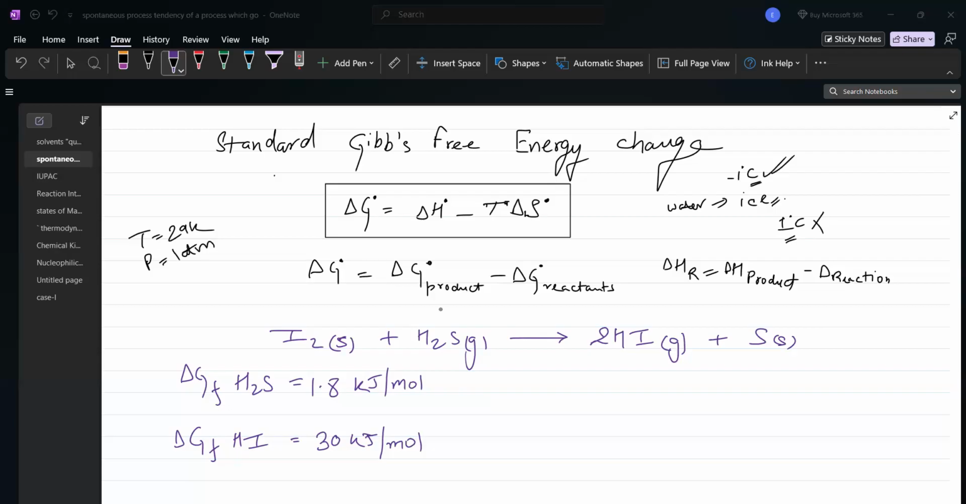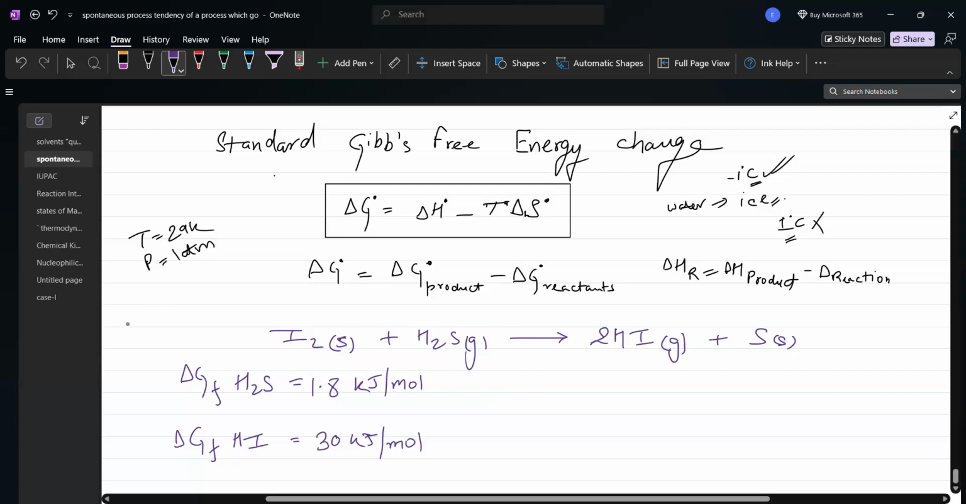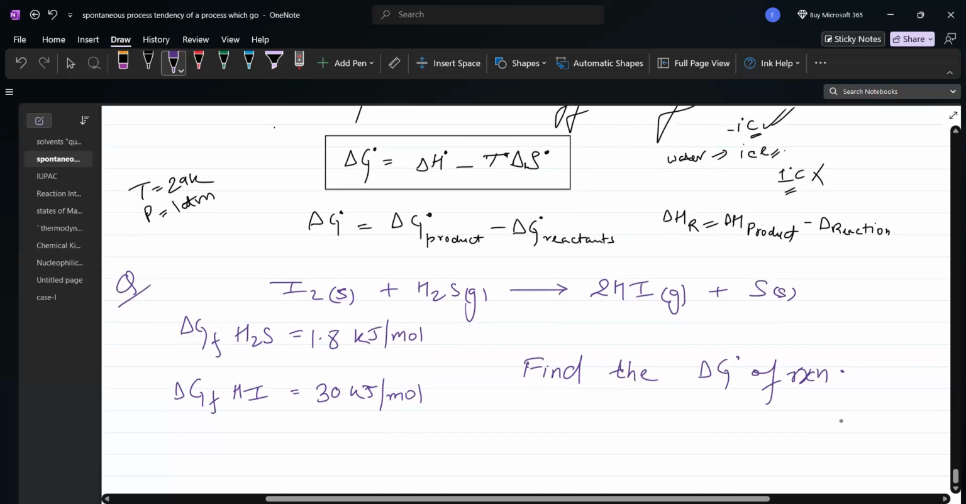So what we have to find, this is the question: find the delta G naught of reaction. You have to find delta G of reaction. You don't have to try it by yourself. Let me tell you how to do this.